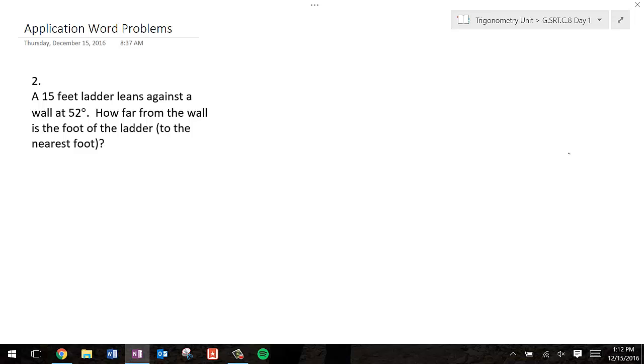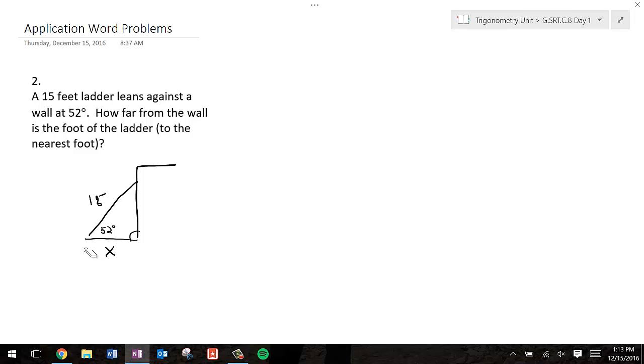Here's number 2. And once again, we've got the ladder leaning against the wall. So I've got my wall, and I've got my ladder. And there's the ground, there's my right angle. And it says the ladder is 15 feet tall, and it leans against the wall at a 52-degree angle. And they want to know how far from the wall is the foot of the ladder. Remember, our foot is down here. So we're looking for this measurement here.